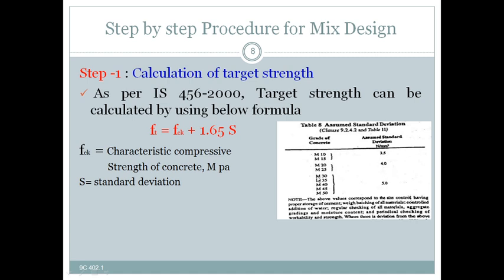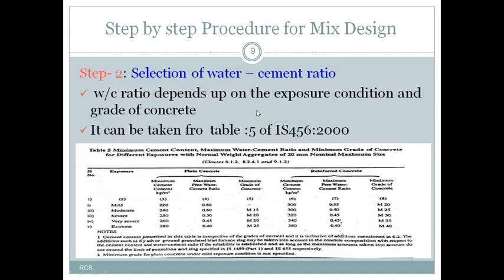Suppose I am designing here an M20 grade of concrete. How do I calculate the target strength? FT equals FCK, which here is 20, plus 1.65, and the S value for M20 grade is 4. If you multiply and calculate that, you will get the target strength, which will be in MPa generally. The next step will be selection of water content and water cement ratio.